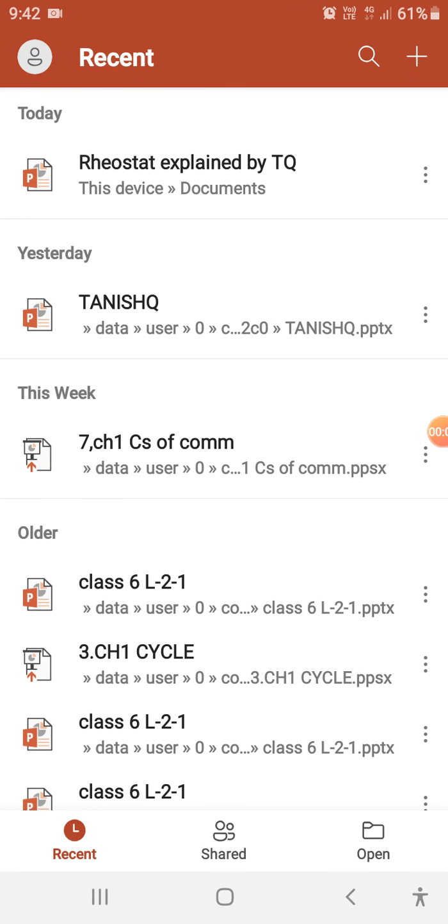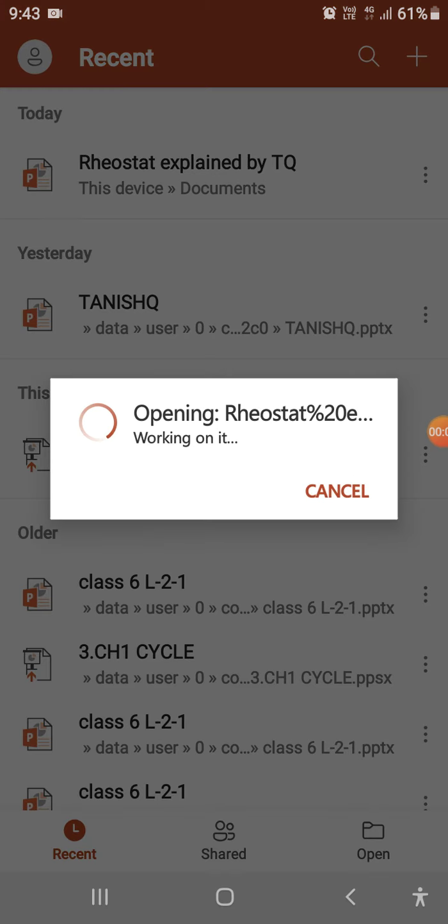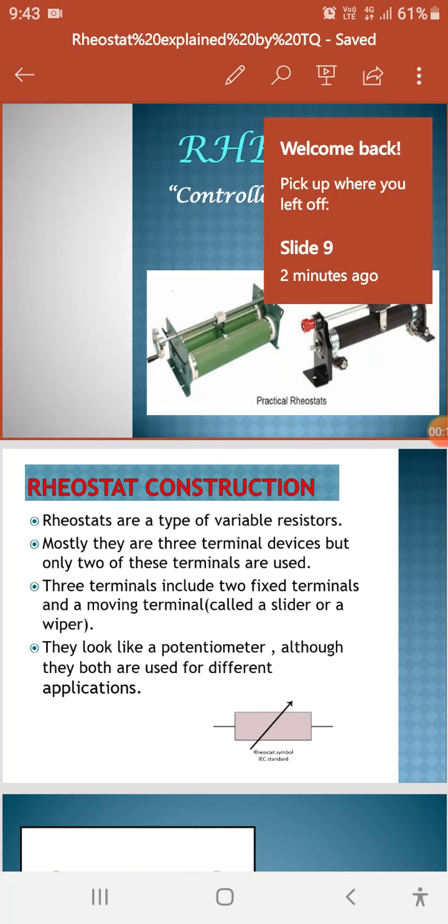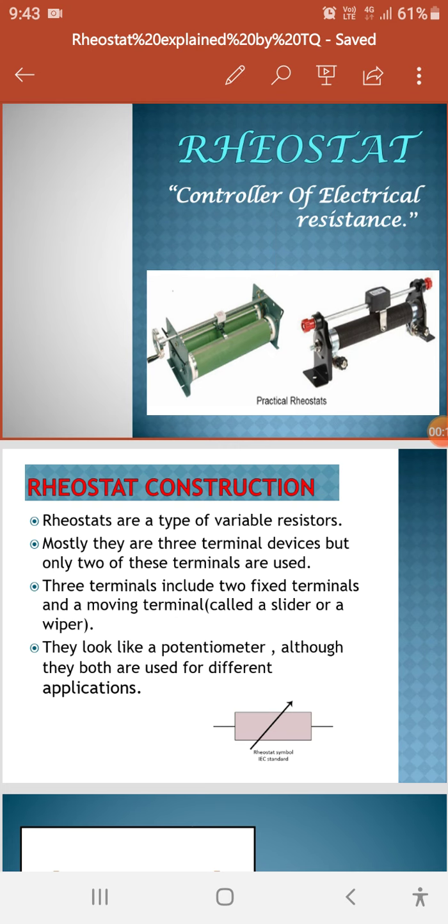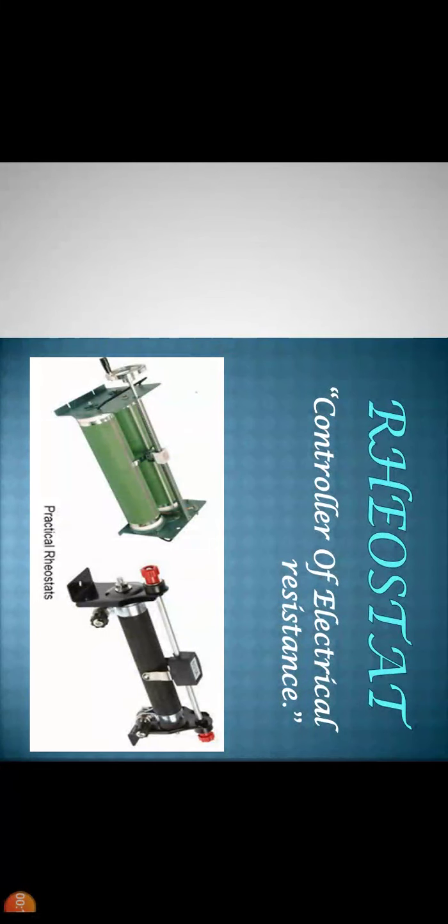Hello guys, today I, Tanishq, will explain your topic, that is rheostat. So we will discuss this topic with a presentation. So let's see this presentation and study about this topic. You may know about rheostat, but then also I will explain you.